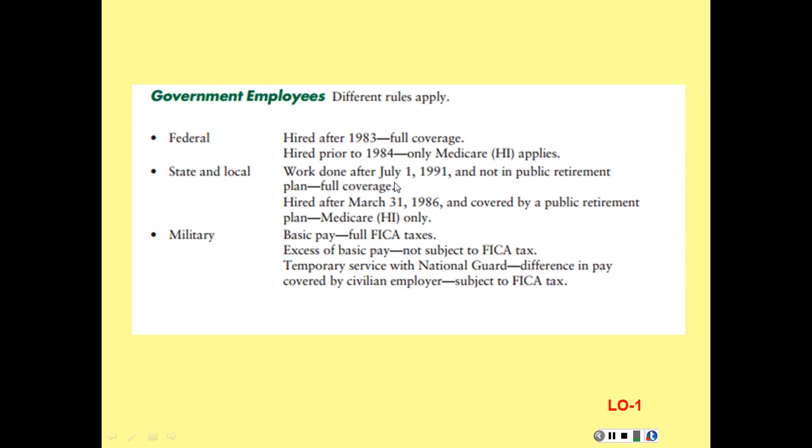State and local workers, again, we have dates about when you might be covered and when you might not be covered. We have a hired after 1986 date and covered by a public retirement plan. Then you only deal with Medicare under Social Security. If the work is done after 1991 and you don't have a separate public retirement plan, then you are under Social Security. So there's a lot of federal employees under Social Security. There's a lot of state and local employees that aren't under Social Security. I'll show you a slide on that in a minute here.